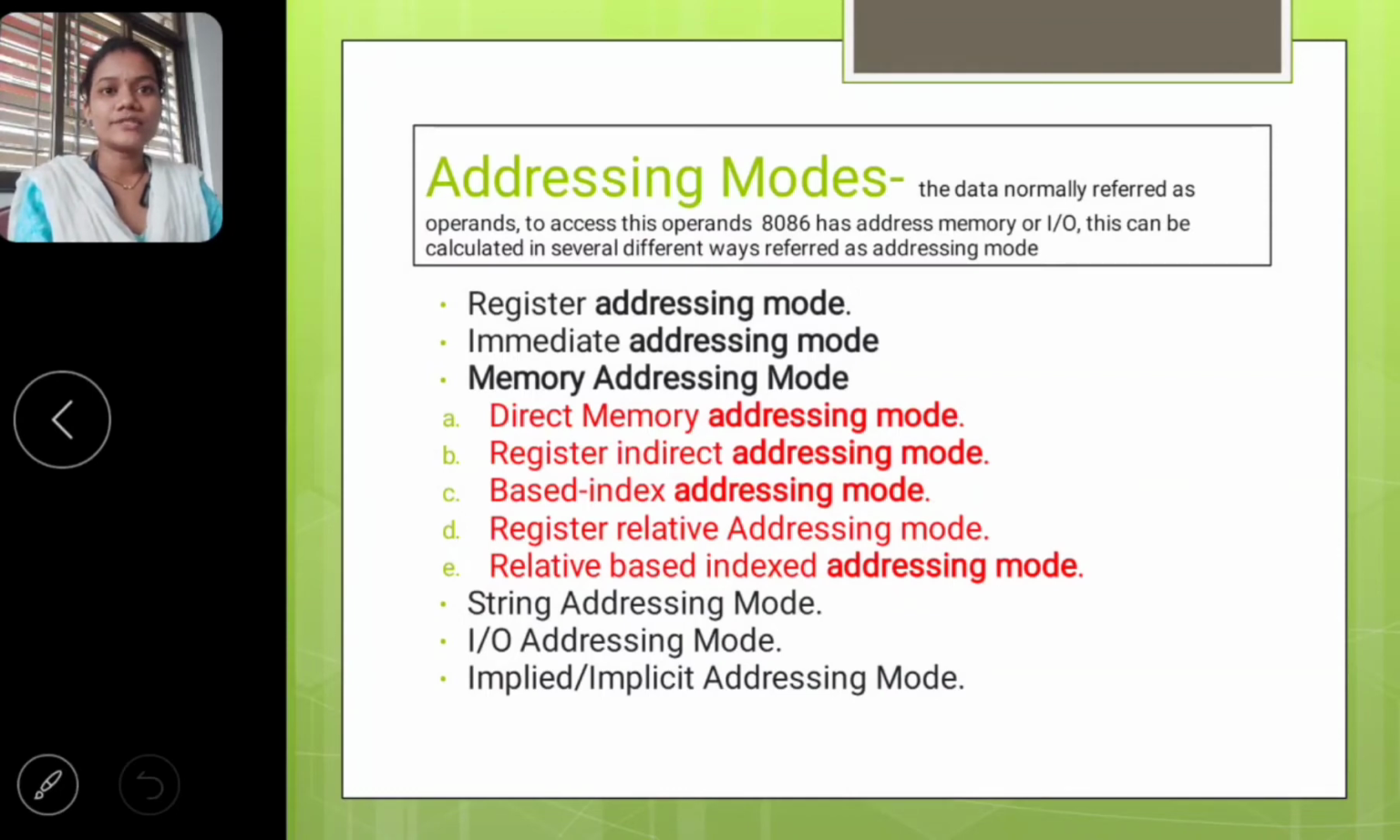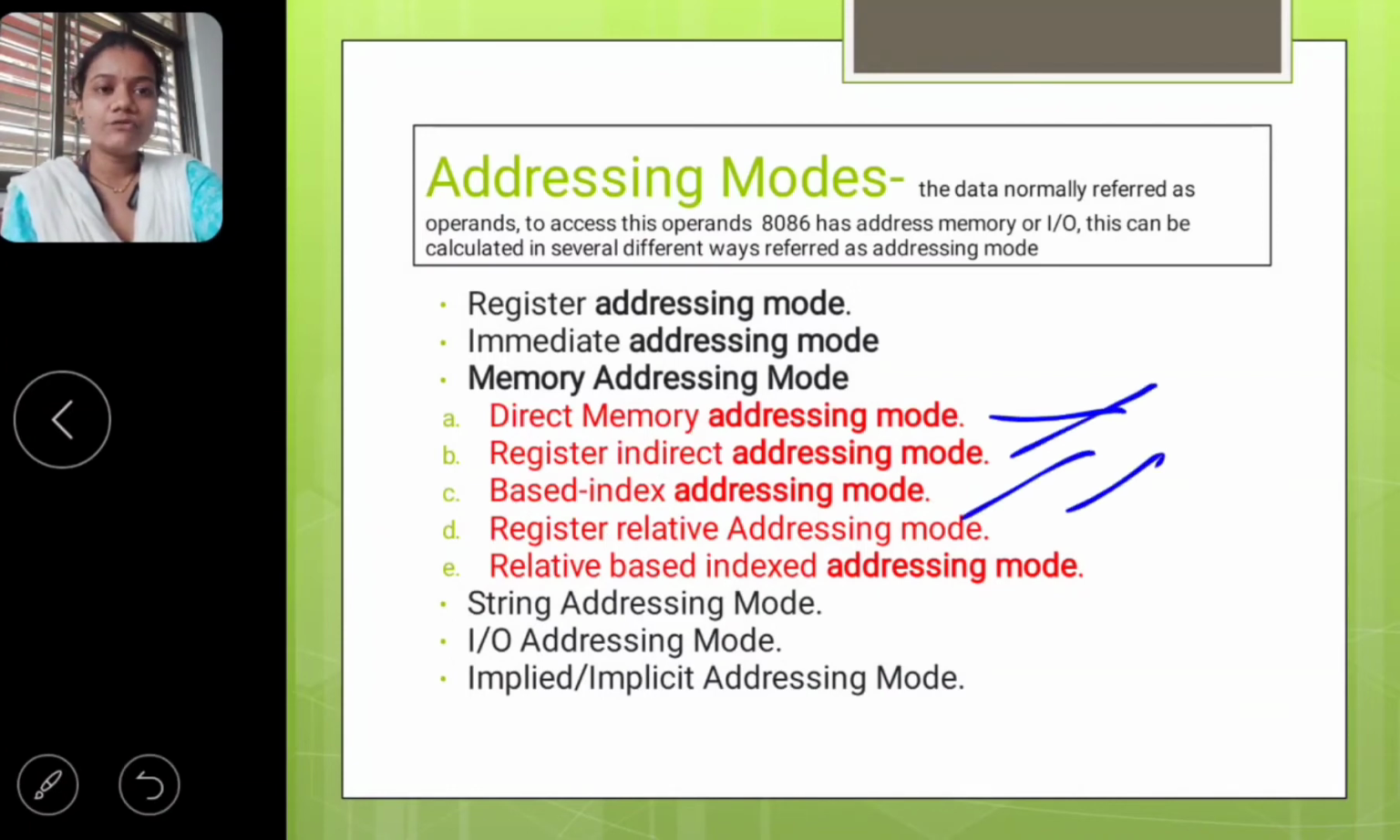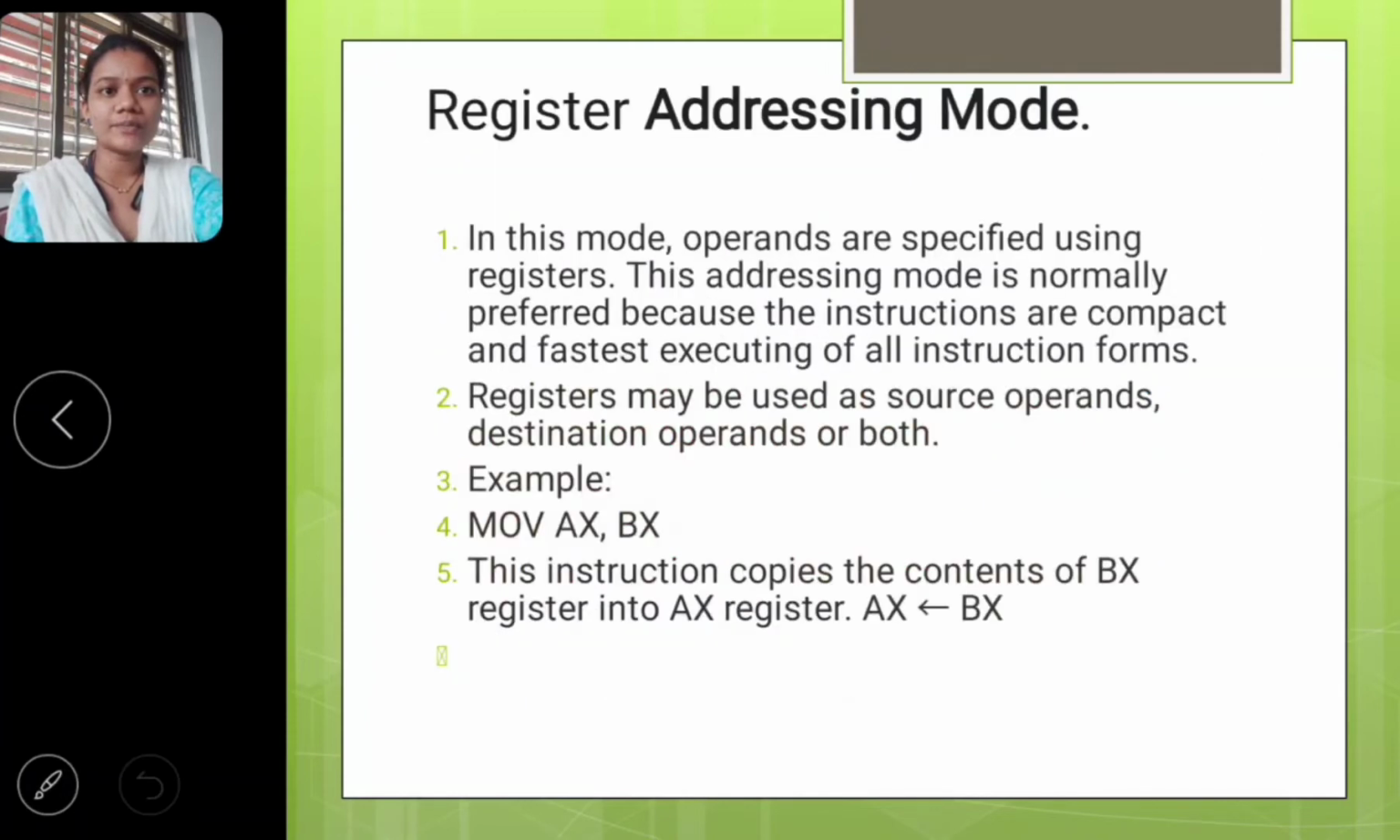So in 8086 microprocessor there are a total of 6 addressing modes. First is register addressing mode, second is immediate addressing mode, third one is memory addressing mode, fourth is string addressing mode, fifth one is IO addressing mode, and sixth is implied or implicit addressing mode. Further, in memory addressing mode there are 5 types. First one is direct memory addressing mode, second one is register indirect addressing mode, third one is base index, fourth one is register relative addressing mode, and fifth one is relative base index addressing mode. So these are the addressing modes of 8086 microprocessor.